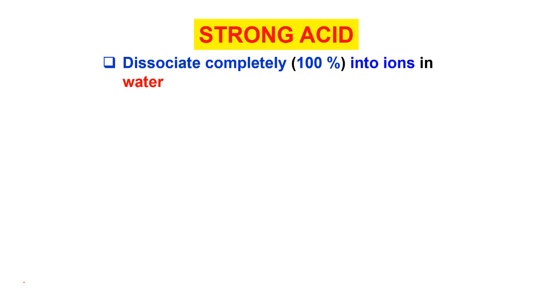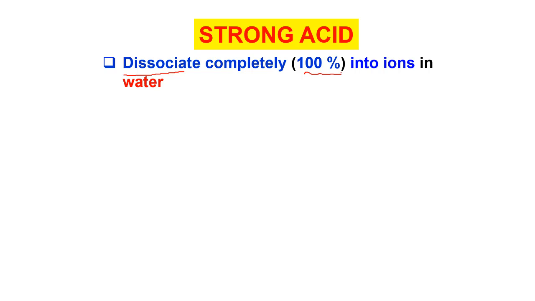A strong acid is an acid which dissociates completely, 100%. It is a substance which dissociates completely, 100%, into ions in water. So, it must be an acid, an acid that dissociates completely into ions in water. And dissociation, what does it mean? Its dissociation is 100%. Everything dissociates into ions in water.